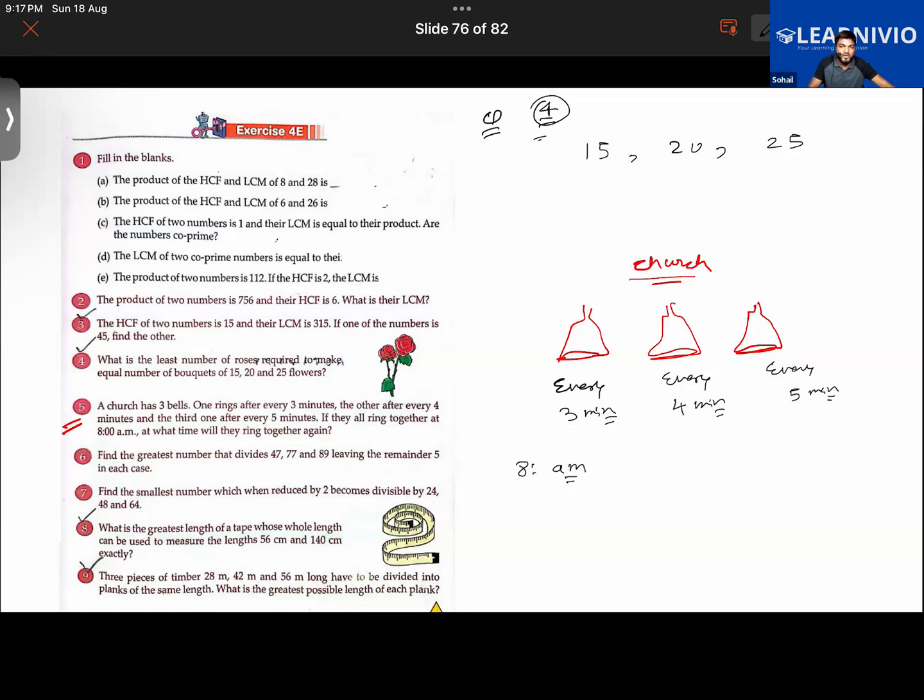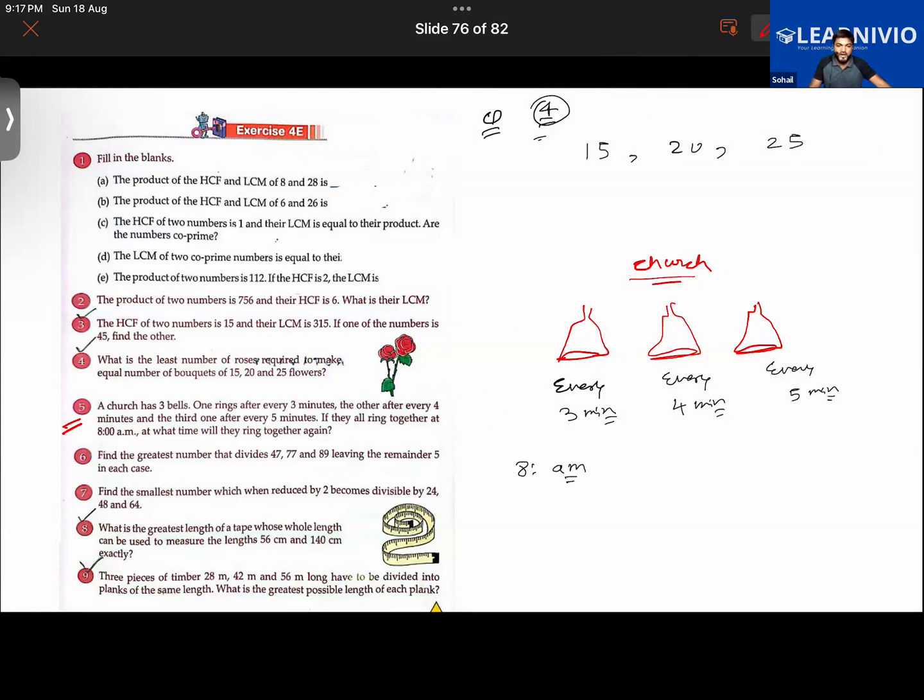Yes, Habib, you're getting this question? The question is that a church has 3 bells. One rings after every 3 minutes, the other after every 4 minutes, and the other after every 5 minutes. If they all ring together at 8 AM, at what time will they ring together once again? Understood the question? Hope that is clear. So let us try to understand how it has to be done.